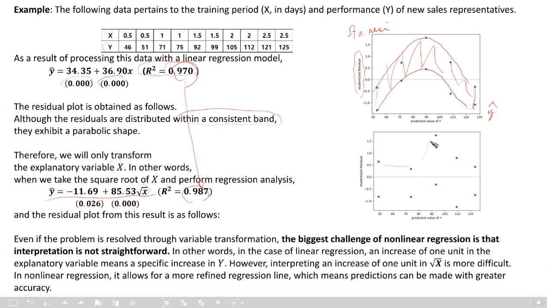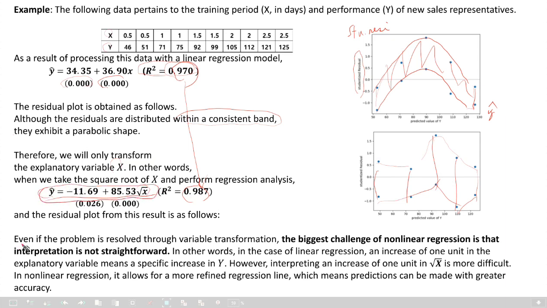This one is the residual plot. This does not indicate some pattern; it shows a random pattern. So we will be satisfied with this kind of residual plot. So you had better use this result.